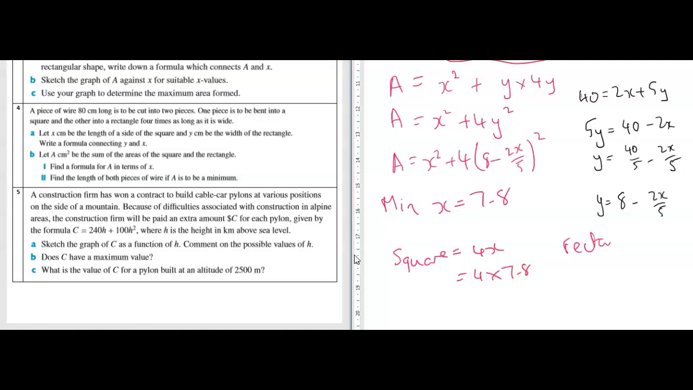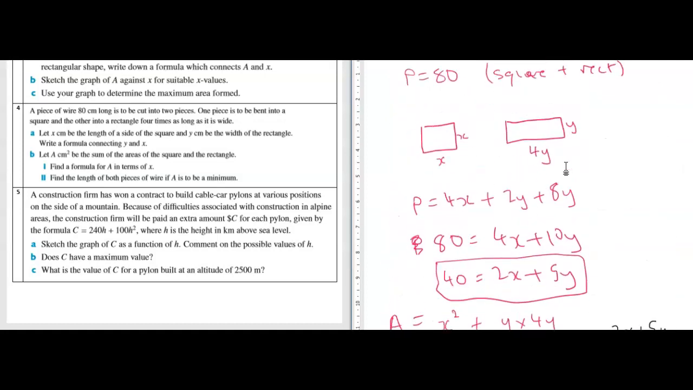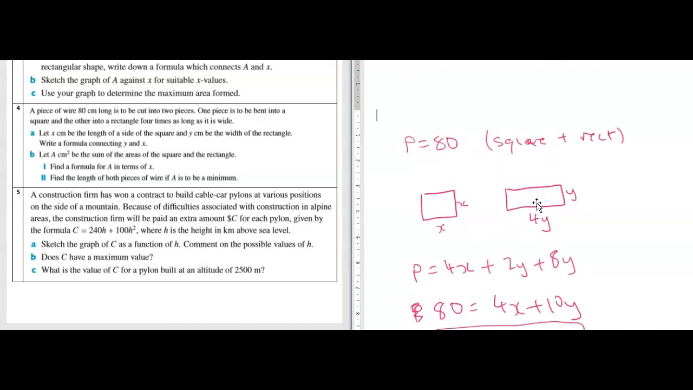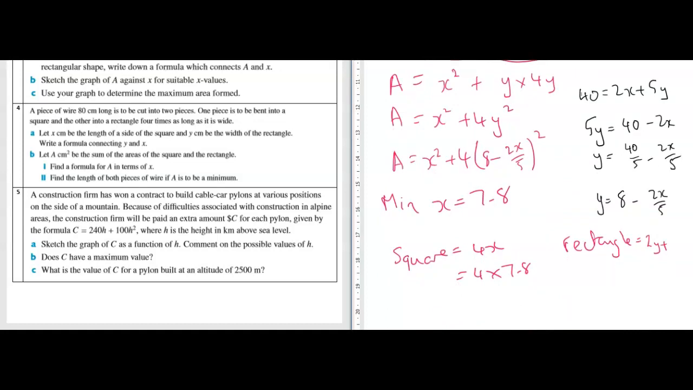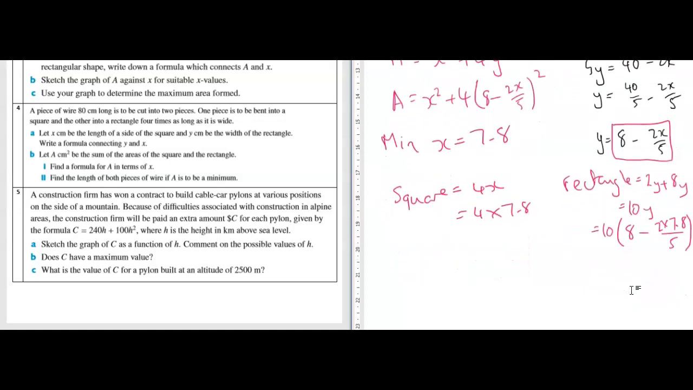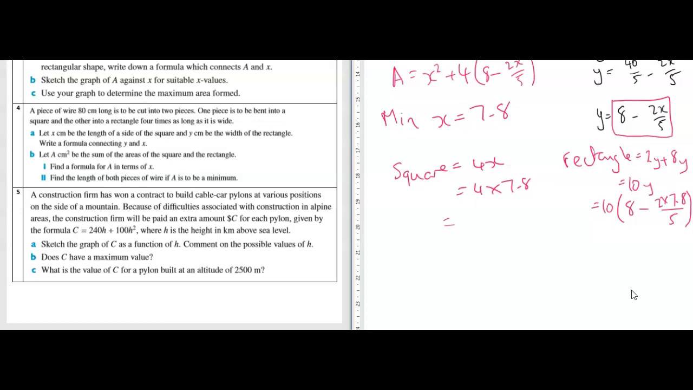And then your rectangle, your formula was 2y plus 8y from memory. Let's just go back up. Yeah, so 2y that side and then 8y on the other side. So 10y altogether. So we're going to have 10 times y, which is this. 8 minus 2. X is 7.8. Oh gosh, this is a hard question. Okay, so this is probably, yeah, definitely a maths methods question. And then you just put those values into your calculator.